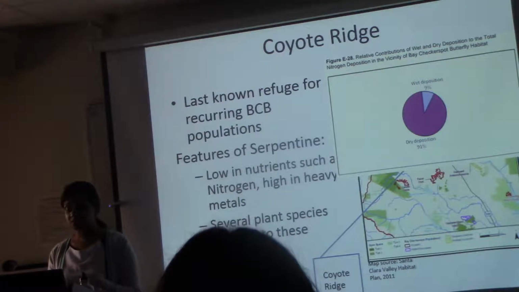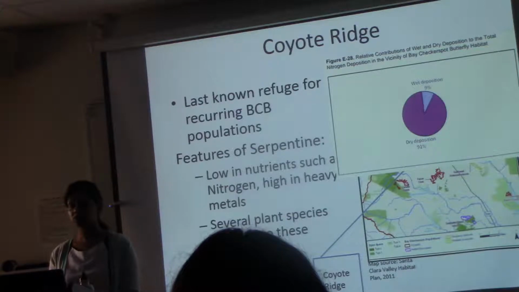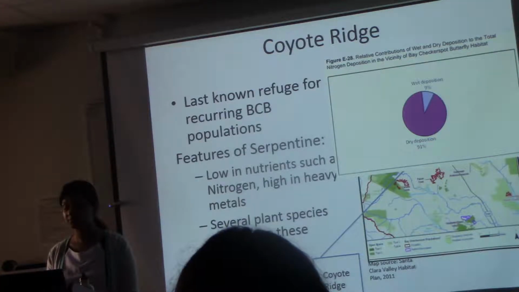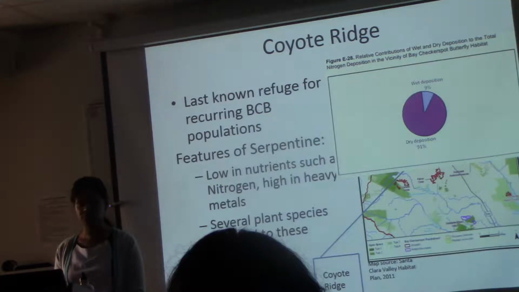This atmospheric deposition accumulates and settles as fog on Coyote Ridge. Due to this increase in atmospheric nitrogen, grazing has been implemented as a management tool since the early 60s. The current grazing regime at Coyote Ridge is 1 cow-calf pair per 10 acres for 6 months. Serpentine soil again is low in nutrients such as nitrogen, high in heavy metals, and several plant species have adapted to these conditions.